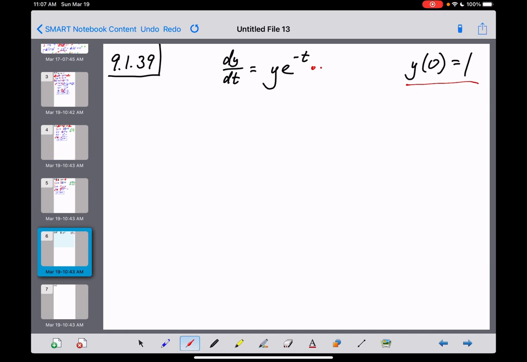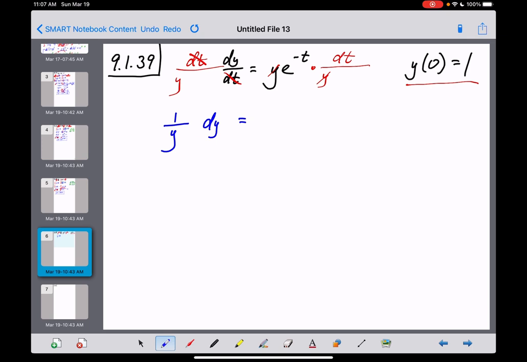So all the y's are going to move left, so we will divide by y on both sides, and that will cancel with that. We'll multiply both sides by dt. That'll get those to cancel, and I think that's about it, guys. So the left side now becomes just 1 over y and a dy.